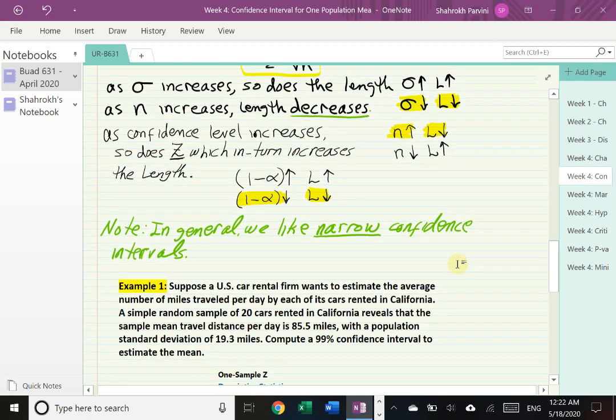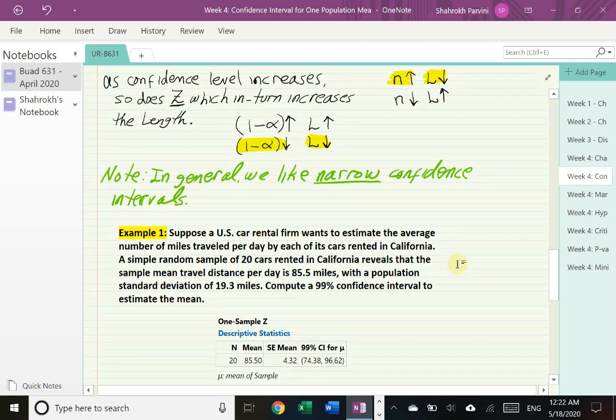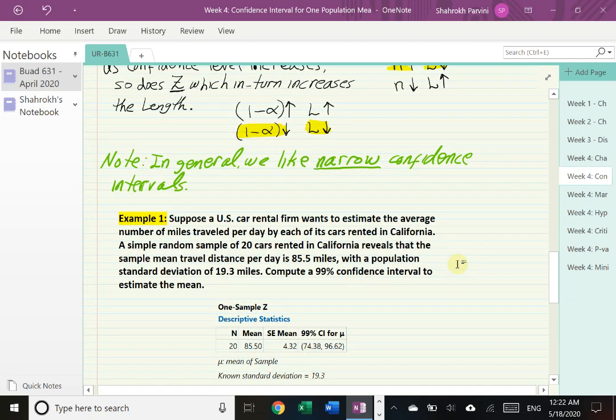All right. Now, here is an example that I actually have done in Minitab, and we will go to Minitab and do this exercise together so you can see how it's done. Okay. Now, in this example I have, well, suppose a U.S.